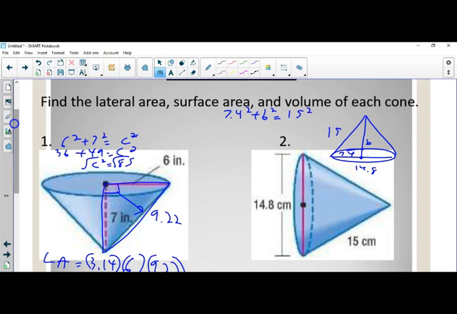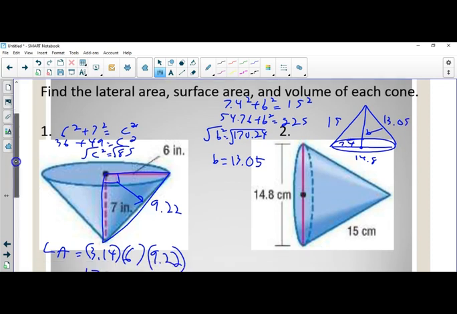7.4 squared is 54.76. 15 squared is 225. If we subtract the 54.76, we get b squared equals 170.24. We square root both sides, and we get a height of 13.05. So there's our height. And now we have all the information we need to solve this.